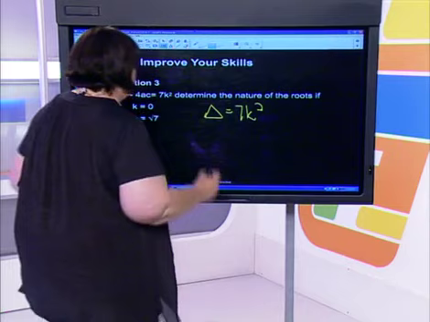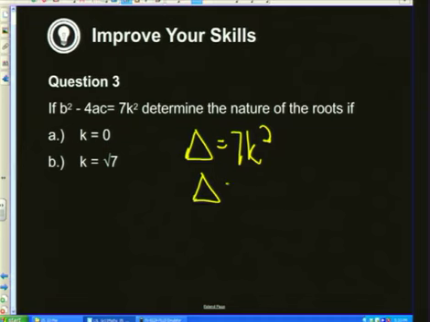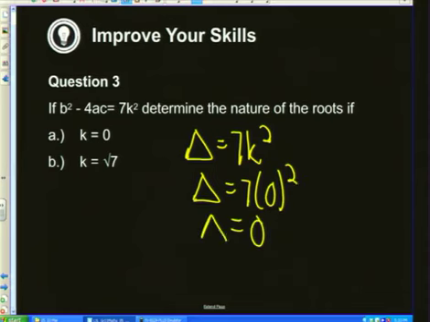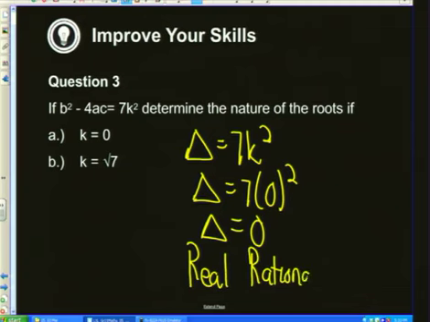So that's a nice little question. Delta would become 7 times 0 squared, which is 7 times 0, which is 0. Now what do we know? If that's the case, the roots are real, they are rational, and they are equal.